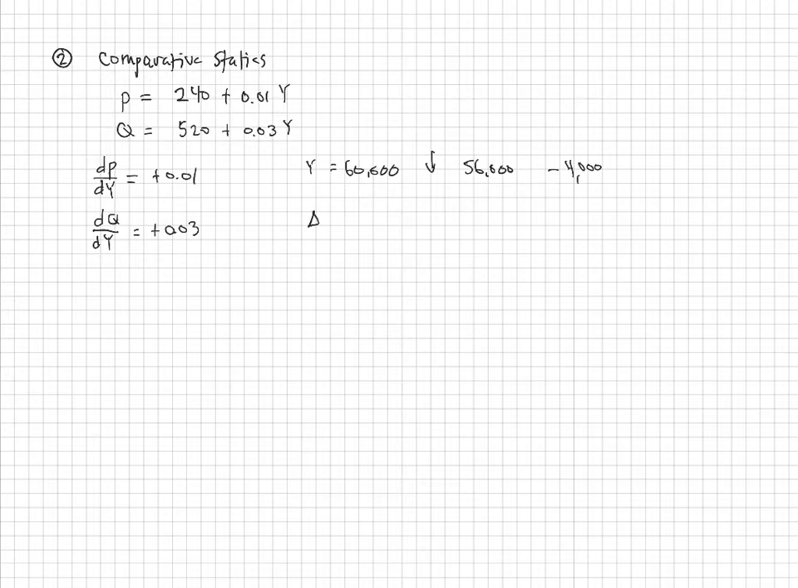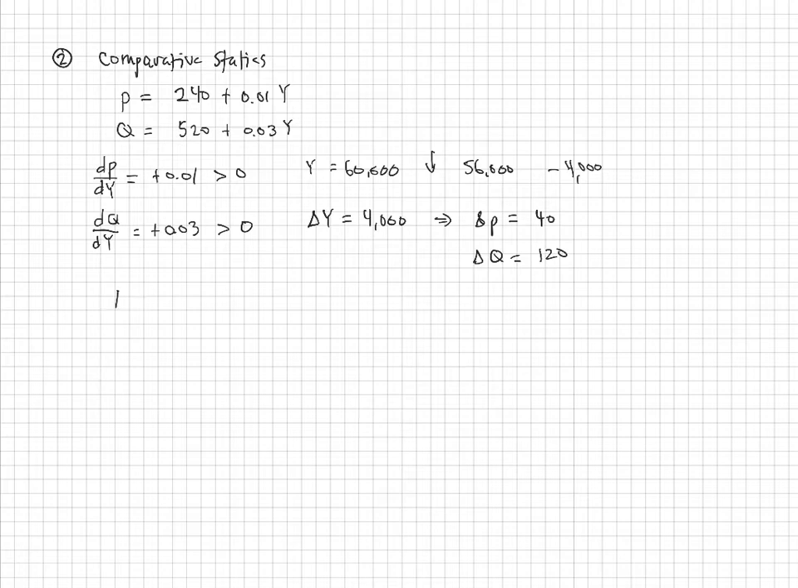So since the change in income is equal to 4,000, we know that the change in price will be equal to 4,000 times 0.01, which is equal to 40, and the change in quantity is going to be equal to 4,000 times 0.03, which is 120. They're both moving in the same direction because our partial derivatives here are positive.